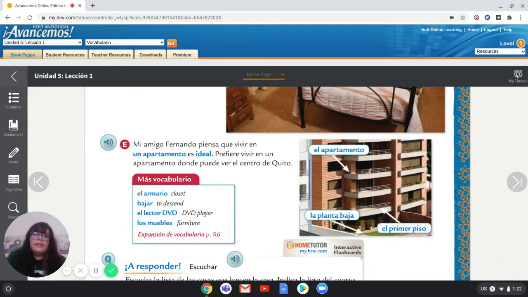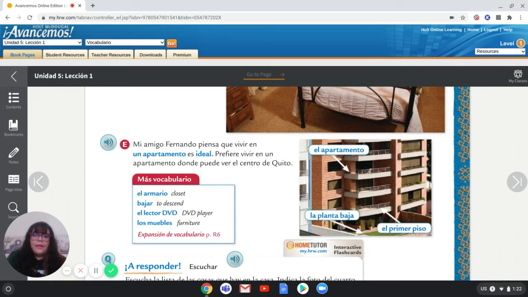Un apartamento ideal would be like his ideal, his perfect situation, right? An ideal apartment is like a perfect apartment, as in what you would personally make yourself. And we're going to be doing activities about like your ideal living situation as well. Apartment, house, whatever it is.